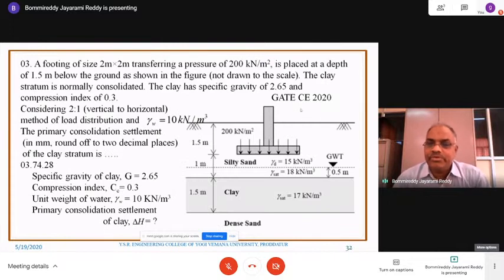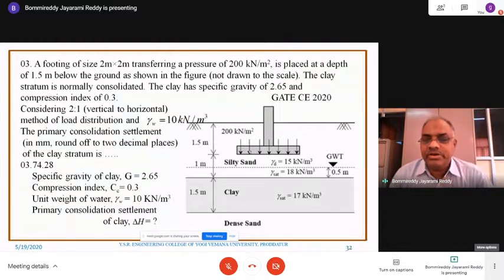And one more question in the recent GATE paper. That means two question papers are there for civil. In one question paper, two questions from the same chapter. You can look at a footing of size 2 meter by 2 meter, transferring a pressure of 200 kilonewton per square meter. So at the footing bottom, the intensity of the pressure is 200 kilonewton per square meter.